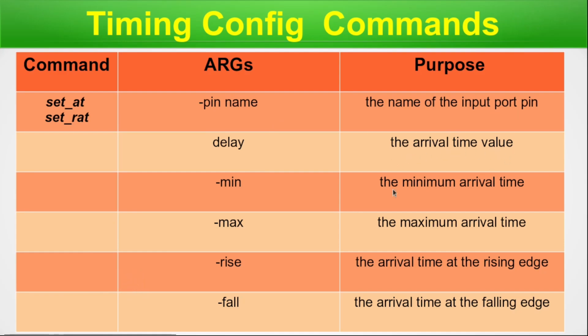Delay, the arrival time value. Min, the minimum arrival time. Max is the maximum arrival time. Then rise, the arrival time at the rising edge. And fall, the arrival time at the falling edge. Either of these two commands can be used with the same arguments, and the meanings are also the same. So these two can be used for playing around with the AT and RAT in the circuit. We are done with this particular slide. Let's move on.